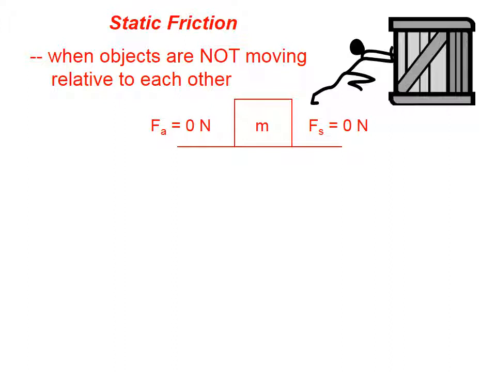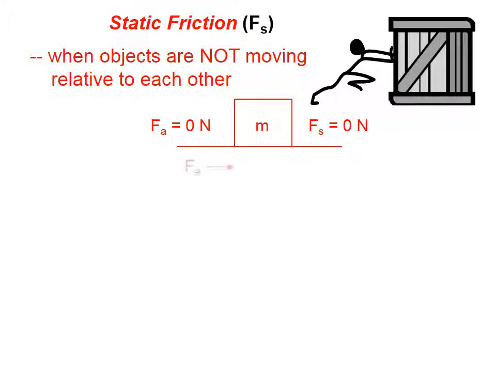Now there are two types of friction. The first one is static friction. Static friction occurs when objects are not moving relative to each other. Let's say we have this mass here, and we're not pushing it sideways at all. In other words, this applied force is 0 newtons. There is no friction acting on that mass.